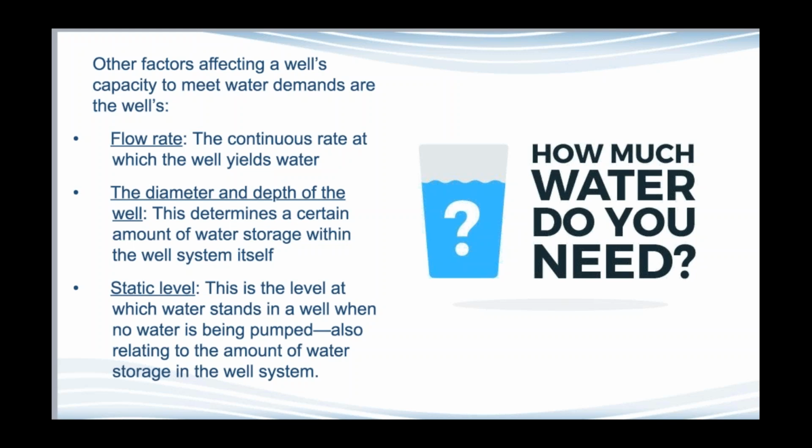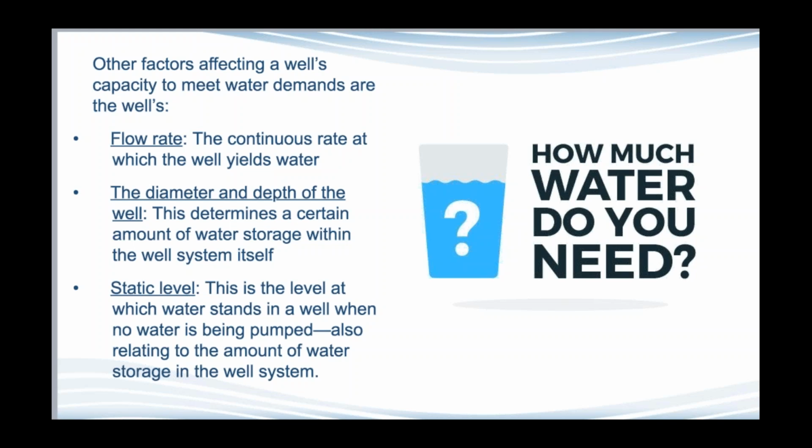Diameter and depth. That's going to determine a certain amount of storage within the well itself. If you do a 5-inch well, a standard 5-inch PVC well or a 5-inch steel well, it's going to be about a gallon per foot. If you do a 6-inch well, those are like 1.45 gallons per foot. By knowing that, the depth of the well, and then the next thing, the static water level, that's going to allow us to figure out how much actual storage you have.